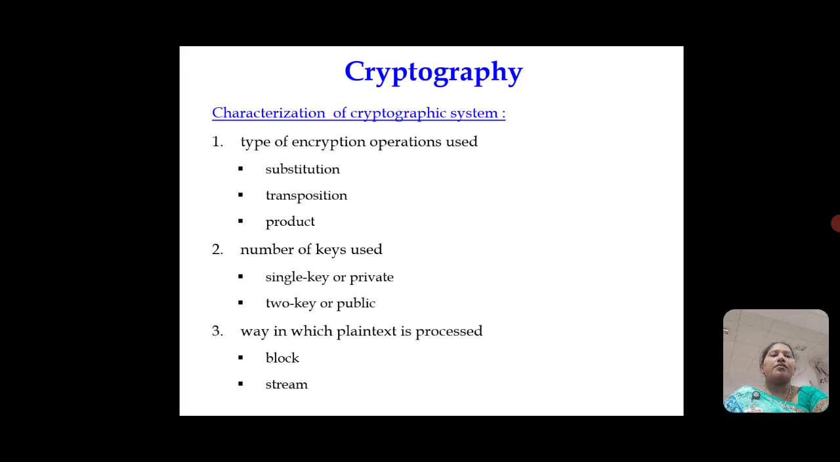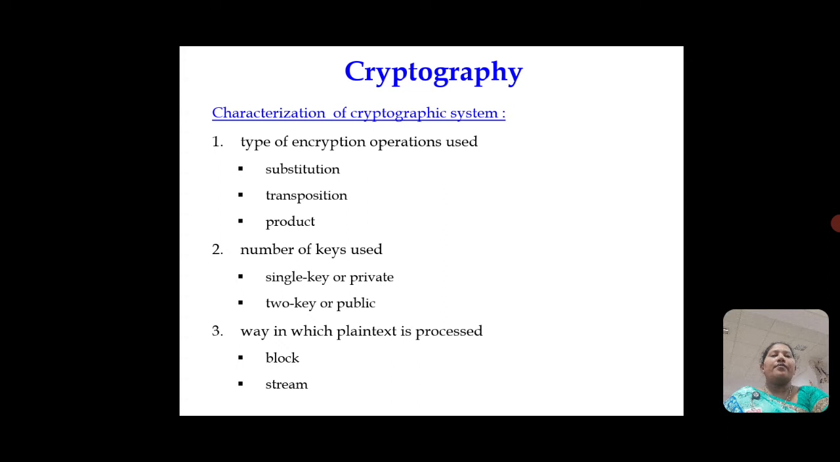The second characterization is based upon the number of keys you are using. As I told you, in symmetric encryption you will be using a single key or a private key. So depending upon whether you are using a single or private key, you can differentiate those cryptographic systems. The other option is to use two keys, which you can call a public key or asymmetric key encryption. So depending upon the keys you are using, you can characterize them.